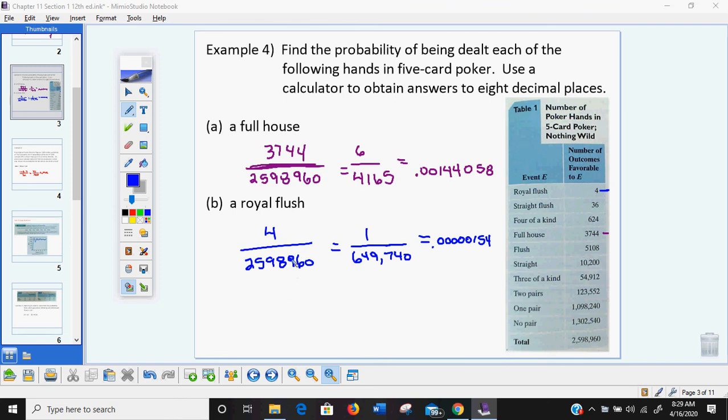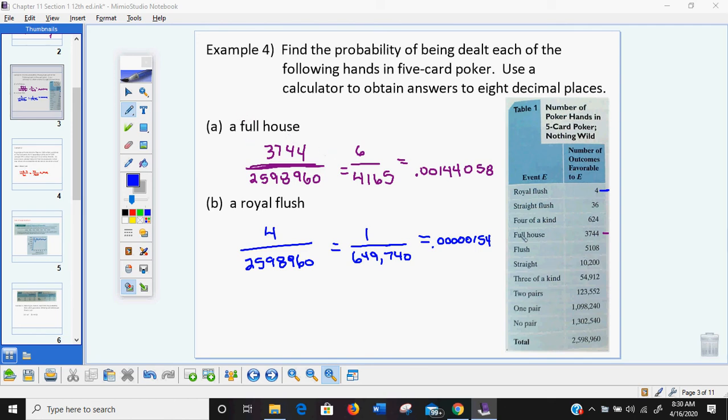Right, let's look at some more probability. On this one, it says, find the probability of being dealt each of the following hands in 5-card poker. Use a calculator to get your answer to 8 decimal places. So they gave me a table over here, okay?